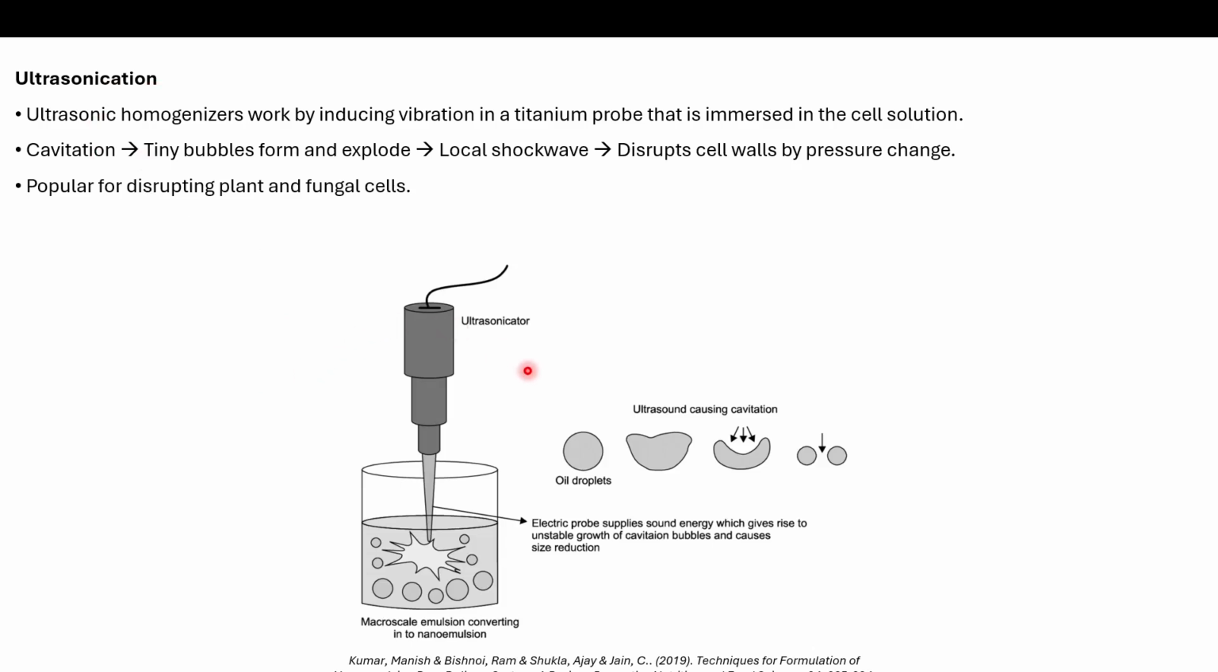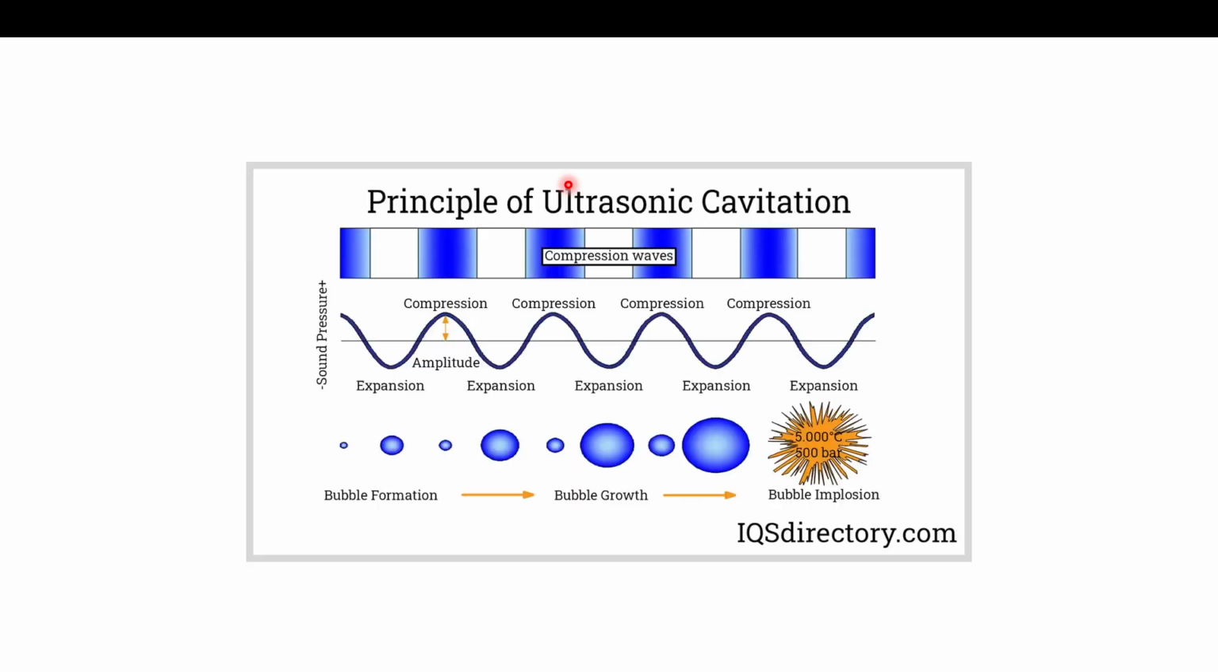So this is the titanium probe we were talking about earlier. The probe supplies sound energy at a certain frequency, which gives rise to an unstable growth of cavitation bubbles, leading to unequal-sized droplets. These droplets eventually burst open and a local shock wave is produced, which further disrupts the cell walls. So this is what is happening here.